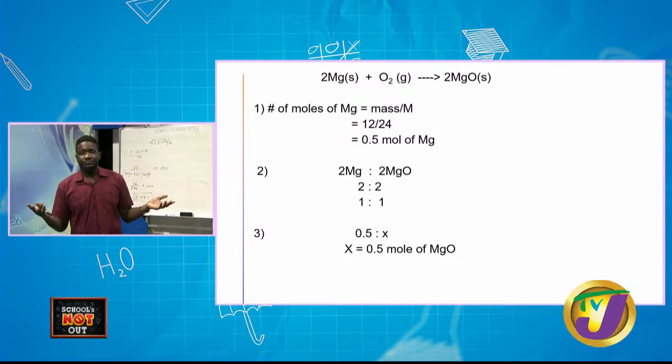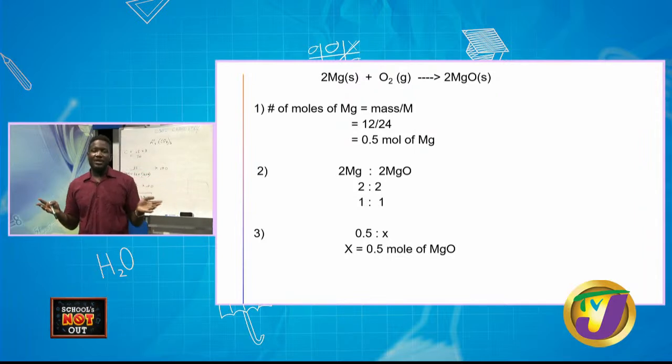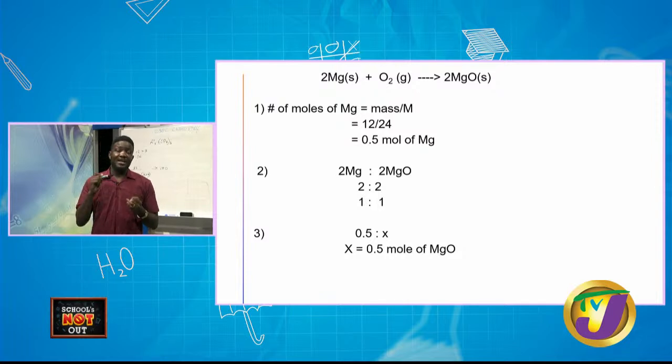How do we do that? You're going to say mass divided by molar mass. That's the first formula we got for moles. So you're going to say 12 divided by 24, and you're going to get 0.5 mole of magnesium. So now you have finished step one. You have found the number of moles of magnesium. That's step one. Step two now.